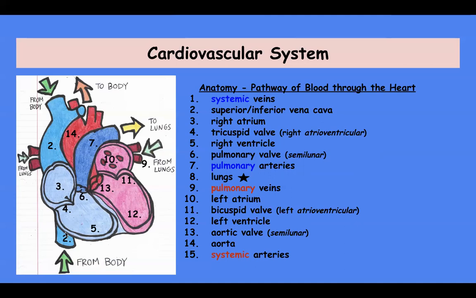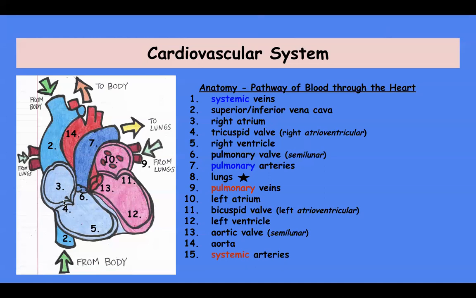And then number 2, you see that it's listed twice. And I'm very pleased that a lot of you in the chat correctly identified that we have the superior vena cava up top and the inferior vena cava. So blood is going to travel from these vena cavas into number 3, the right atrium. It's then going to hit number 4, which is the tricuspid valve. It is also called the right atrioventricular valve. And this name makes sense because we have the right atrium, we have the right ventricle. So this is the right side of the heart.